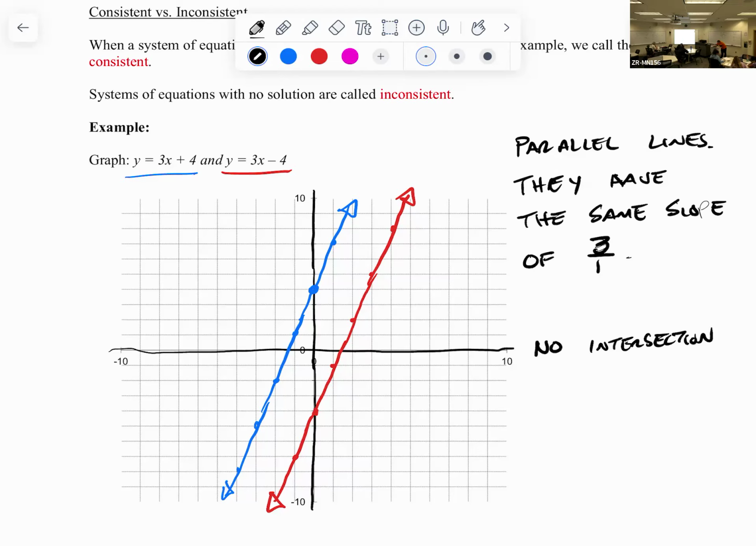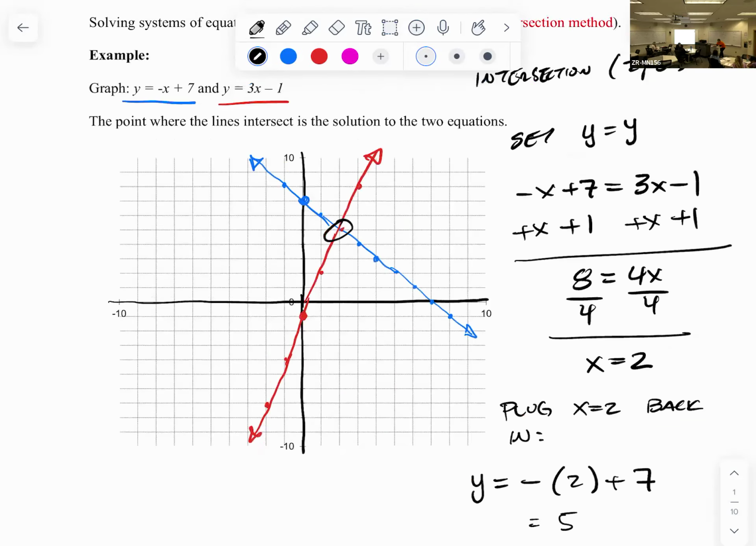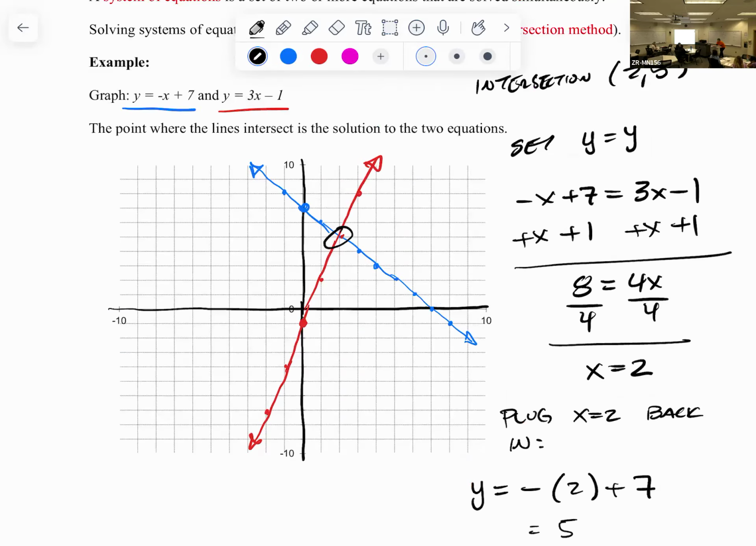These lines are then referred to as inconsistent. There is no solution between these two equations. No intersection, we can also say no solution. So, inconsistent, and consistent. Up here, do these lines cross? Yeah. So is this consistent or inconsistent? Consistent.